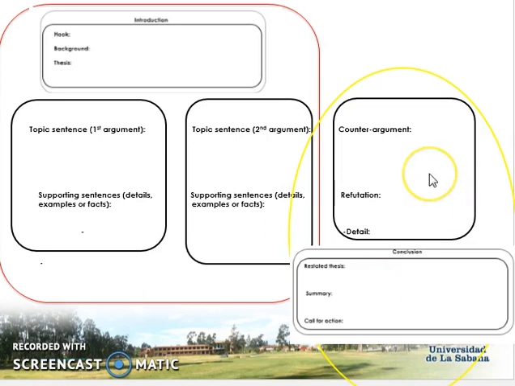Here in the counter-argumentative paragraph, you have to include an opposing view. You have to refute this argument, give details, and in the conclusion, you have to restate the thesis, include a summary, and include a call for action.